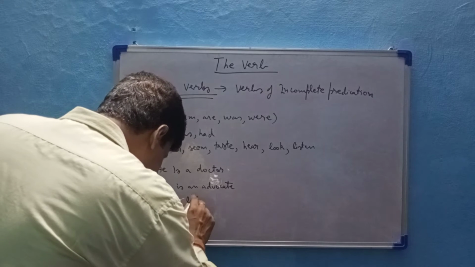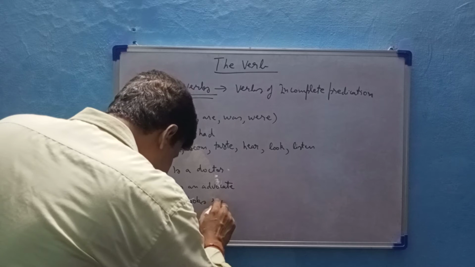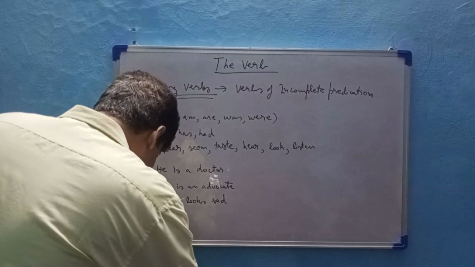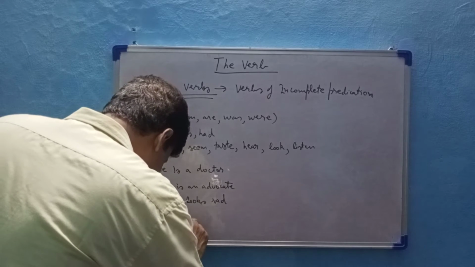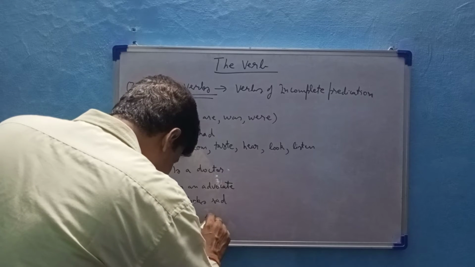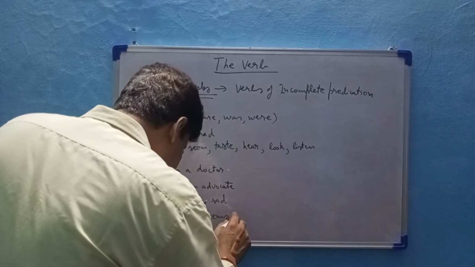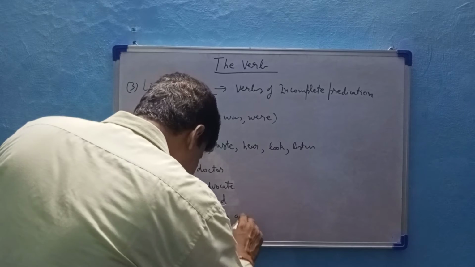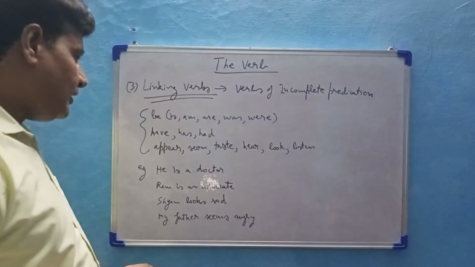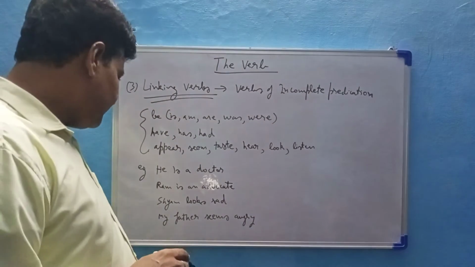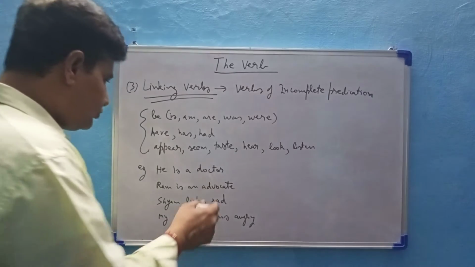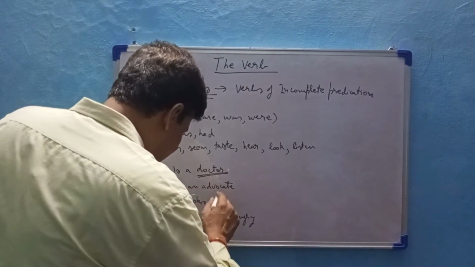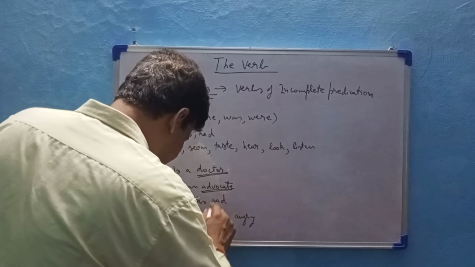Shyam looks sad. My father seems angry. My father seems angry. Shyam looks sad. So here we can see this is the complement.